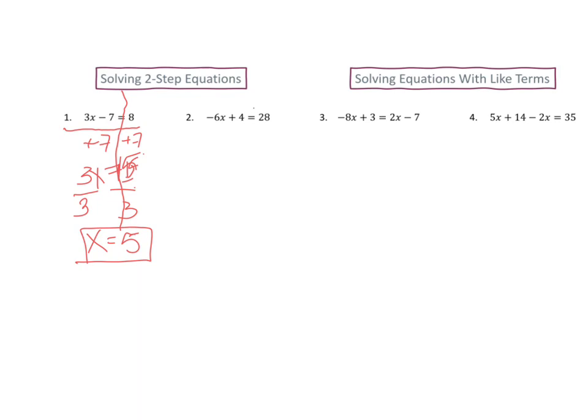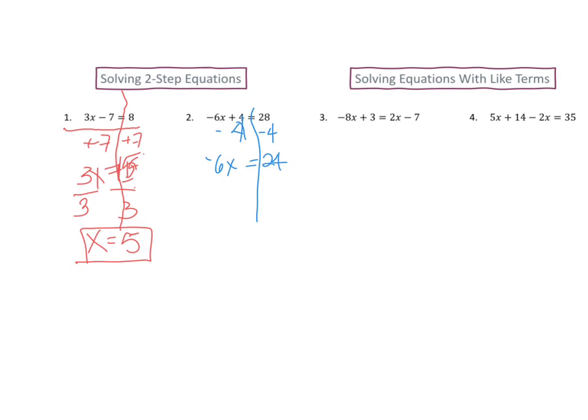We have negative 6x plus 4 equals 28. So I want to get rid of that plus 4. So I do the opposite of plus 4. I go minus 4. And that goes away, right? And I get negative 6x equals 28 minus 4 is 24.